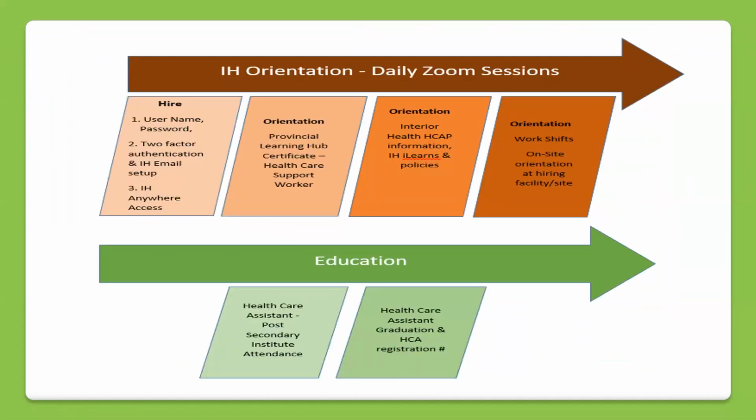This flow chart outlines the two phases of the HCAP program. The first phase, shown in orange, outlines your orientation. The second phase, shown in green, is your healthcare assistant education. You are entering the orientation phase. What does this look like?